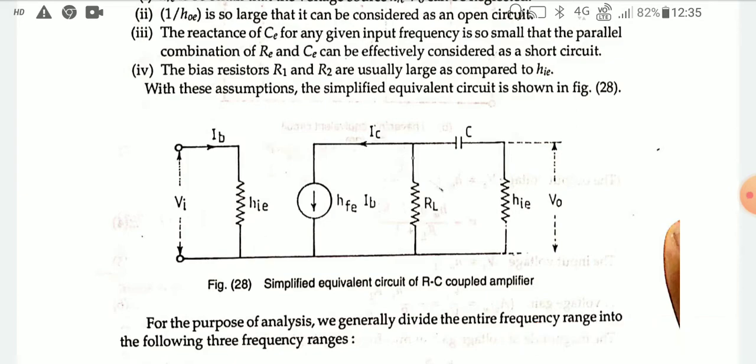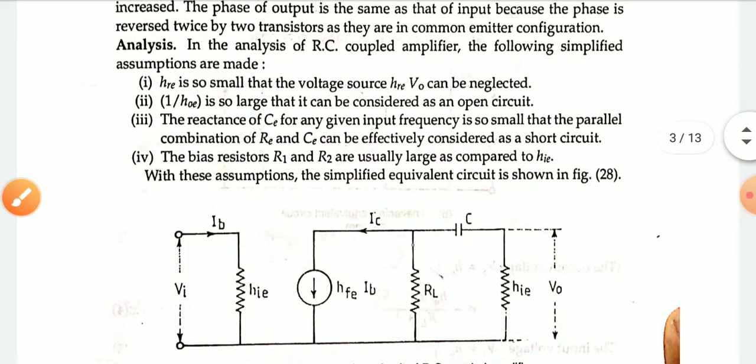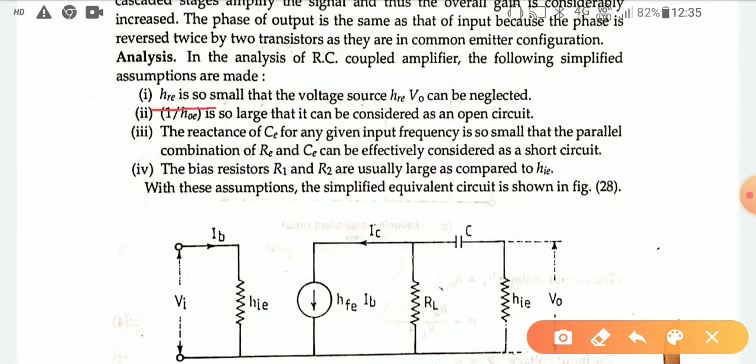So what are the assumptions? I will read this out again here. First, hre is so small. Second, 1 by hoe will be so large. The reactance of C at any given input frequency is so small that the parallel combination of hre and C can be effectively considered as a short circuit. And the biasing resistors R1 and R2 will be so large. So these are the assumptions you have to take.